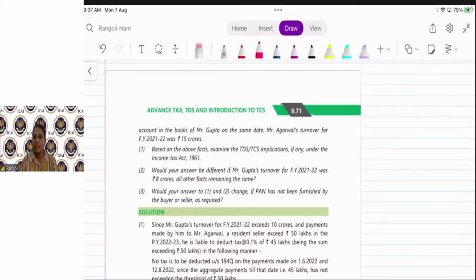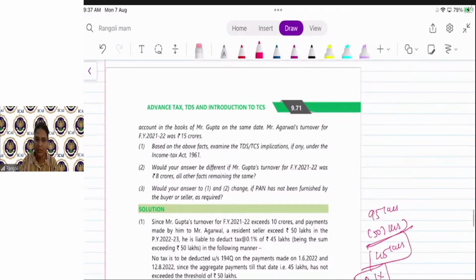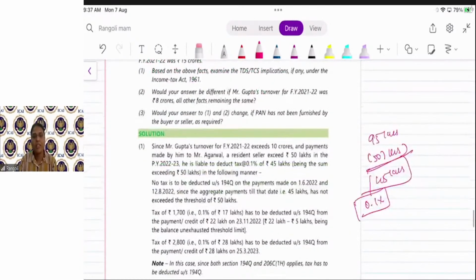That is, the total value of goods is 95 lakh rupees. Yes or no? So the total value of goods is 95 lakh rupees. Up to 50 lakh, no TDS. So on the balance 45 lakhs, 0.1% TDS is required to be deducted by Mr. Gupta. Right? Would your answer change if Mr. Gupta's turnover for financial year 21-22 was 8 crore, all the other facts remaining the same?